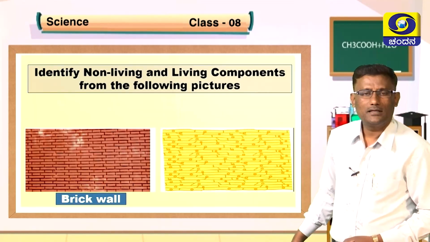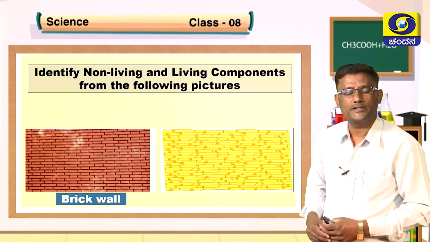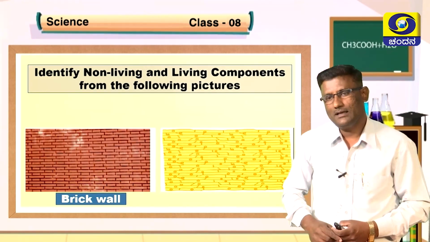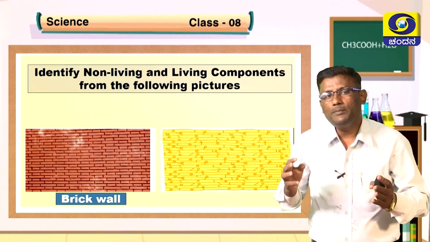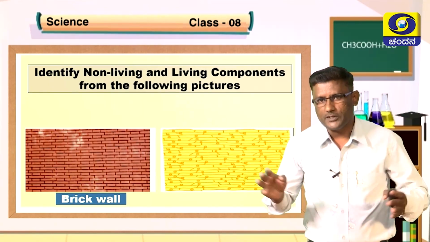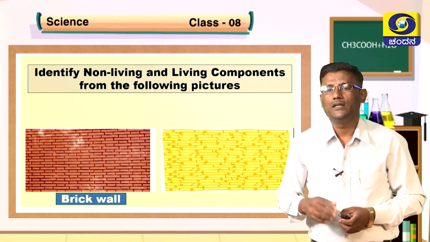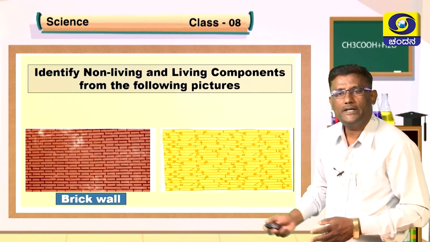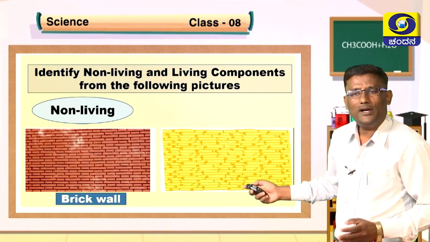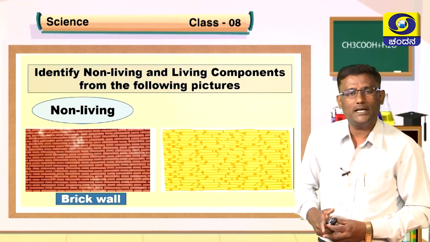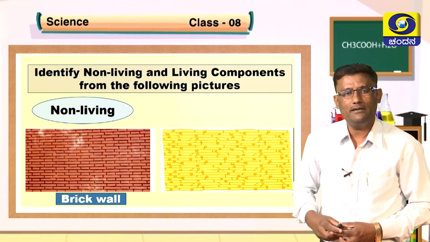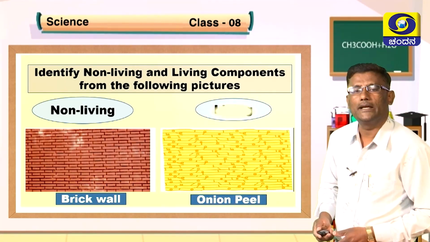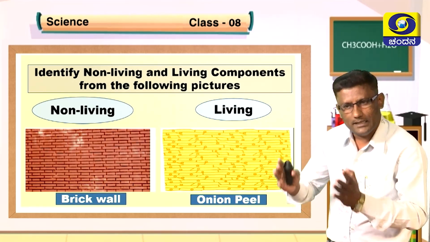Dear children, here you are observing 2 pictures. The first one is a brick wall and the second one is the cells of an onion peel. After observing these 2 pictures, identify the non-living and living components. I hope you can understand that the brick wall is related to the non-living component and the cells of the onion peel are related to the living components.